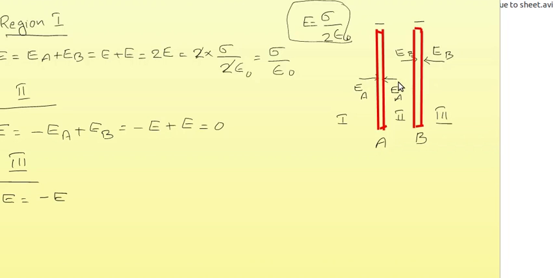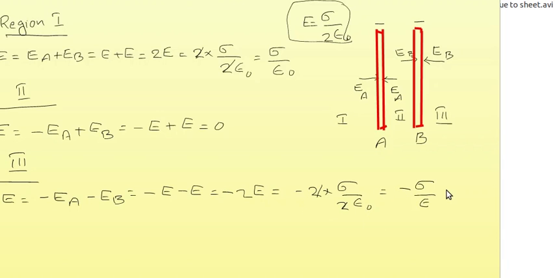You can see that this is the field line which is passing through region 3 towards the left, so EA is towards left, minus EA. Then due to EB, you can see that EB is also towards left, so minus EB. So minus EA minus EB is equal to minus E minus E, that is equal to minus 2E. Again that is equal to minus 2 into, what is E from the previous discussion, it is sigma by 2 epsilon 0, and what is remaining is minus sigma by epsilon 0.